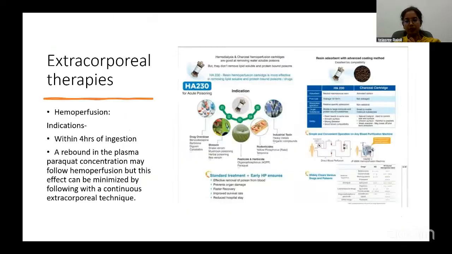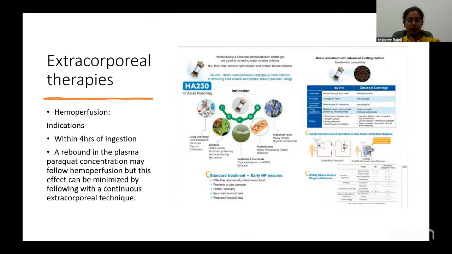So coming to the extracorporeal therapies, hemoperfusion is indicated within 4 hours of the ingestion. Usually, a rebound of plasma paraquat may follow the hemoperfusion, so it can be continuous. Extracorporeal techniques have to be continued until the urine dithionite test is negative, 6 hours after the extracorporeal therapies. One such cartridge, HA230, is used for acute poisonings.